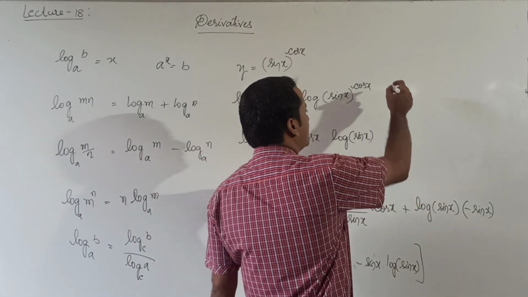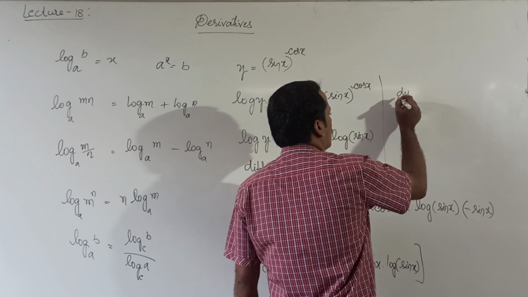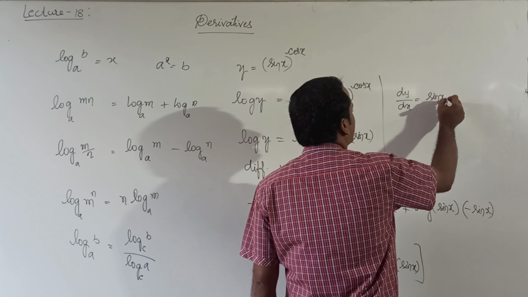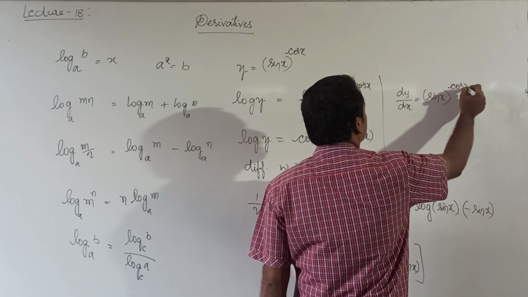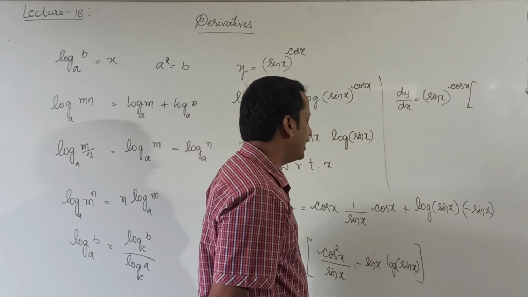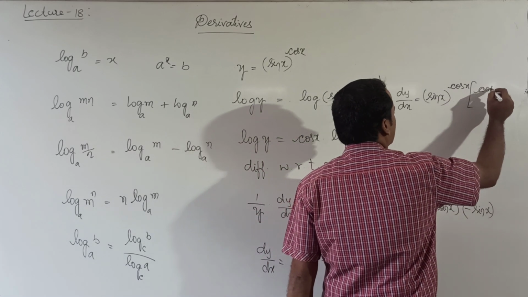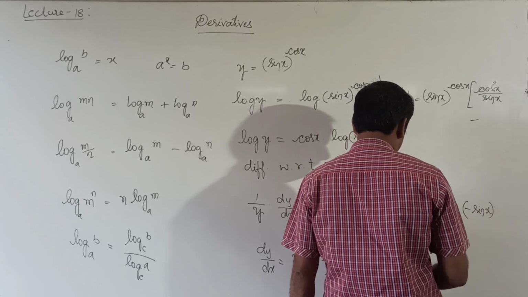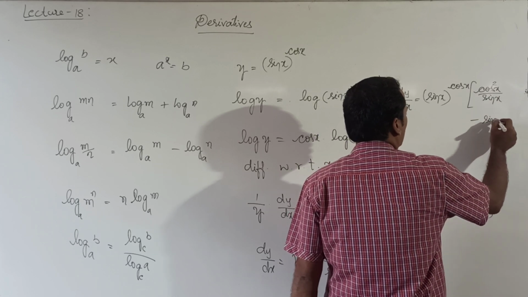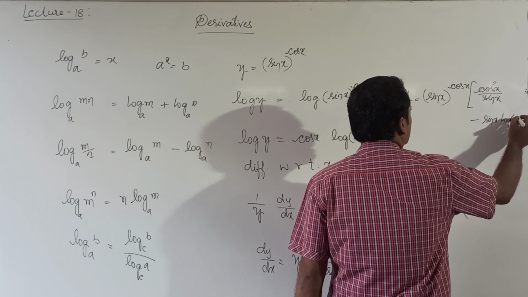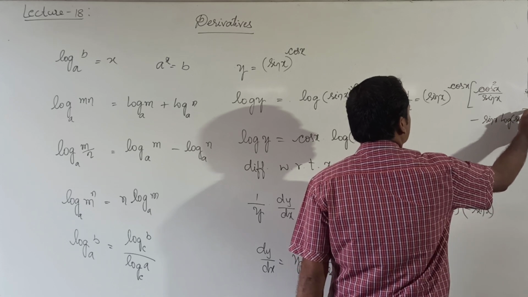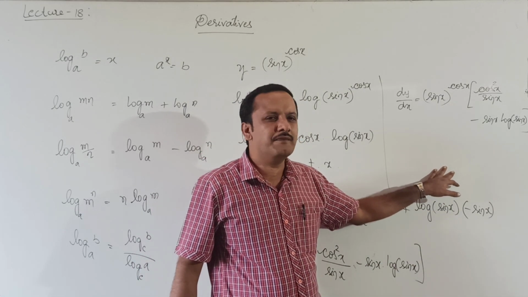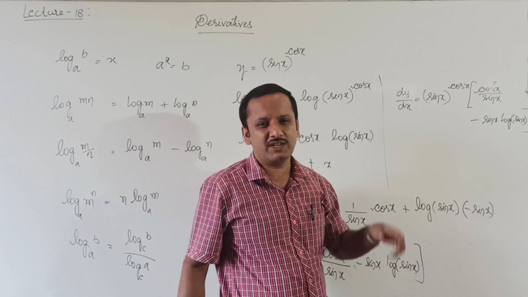Now dy by dx is equal to y. What is y? Sin x to the power cos x. So dy by dx is sin x to the power cos x into, cos square x by sin x minus sin x into log sin x. Okay, this is dy by dx. In this way, we can find the derivative of this function.